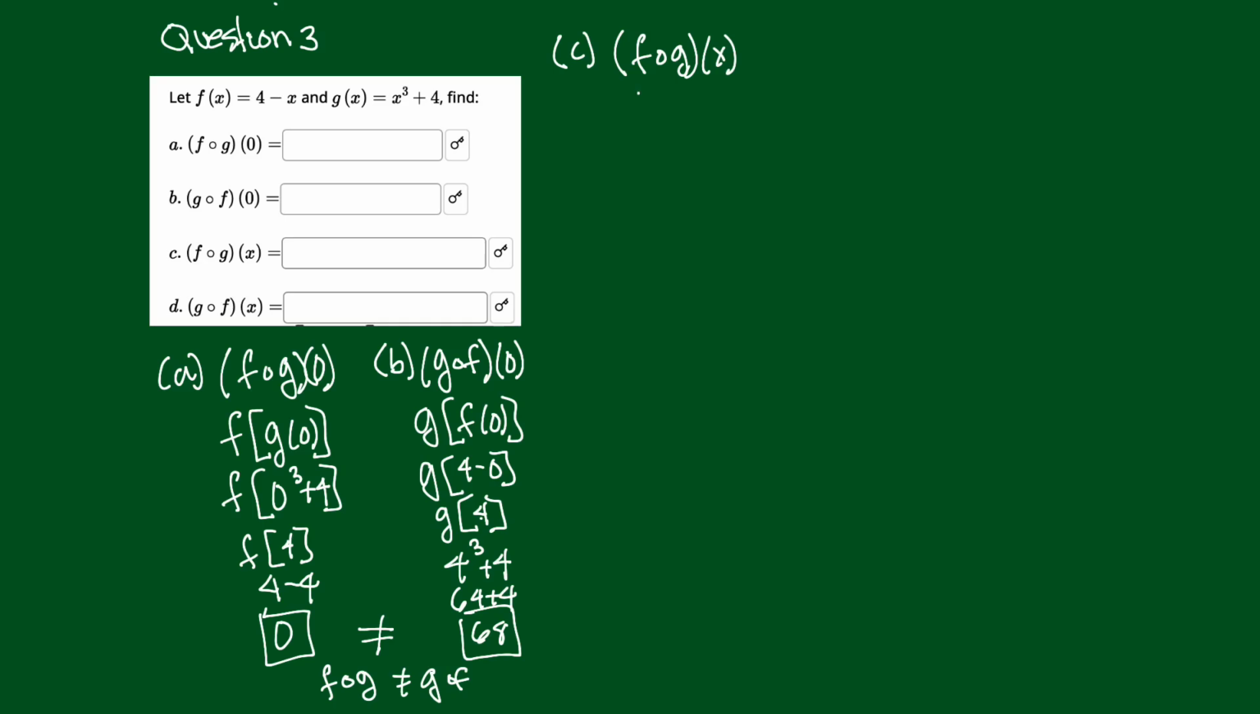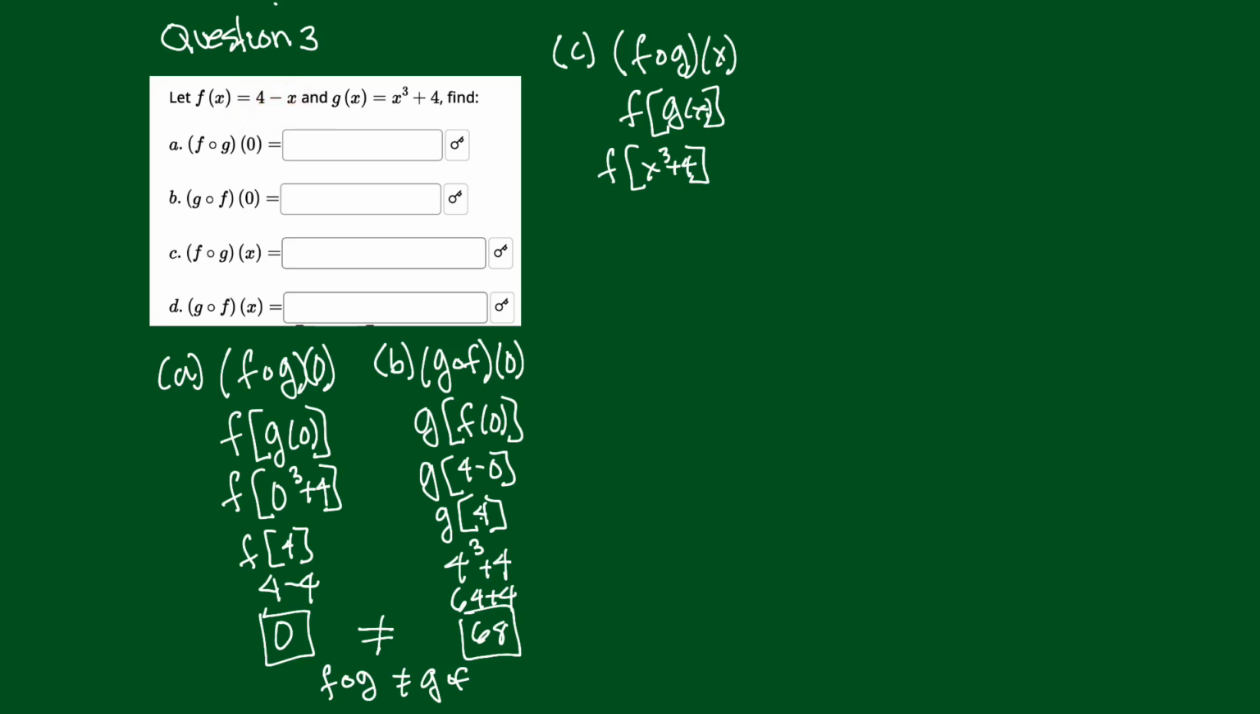So let's translate f of g of x. Now, here's g of x. G of x is x cubed plus 4. So we're going to have f of x cubed plus 4. And now what do you do with the x cubed plus 4? Put that into f. So I'm going to locate f over here. Replace that x with x cubed plus 4.